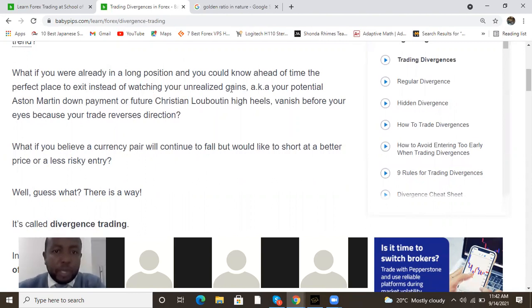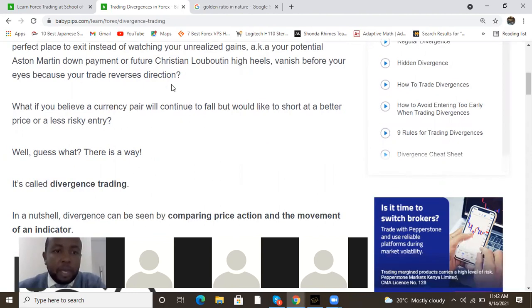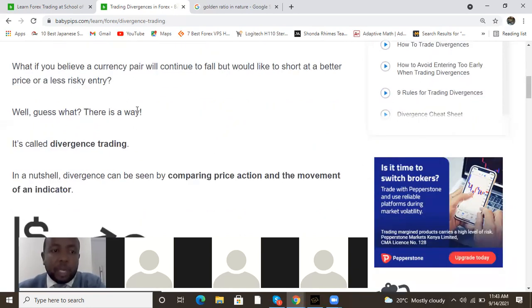Instead of watching your unrealized gains, aka your potential Aston Martin down payment, vanish before your eyes. What if you believe a currency will continue to fall, but you'd like to short at a better price? So when we are using divergence, if a trend is falling, we need to keep selling, or if a trend is rising, we need to keep buying, or if a trend is about to reverse, we need to know that. So this is what we are now talking about: divergence.